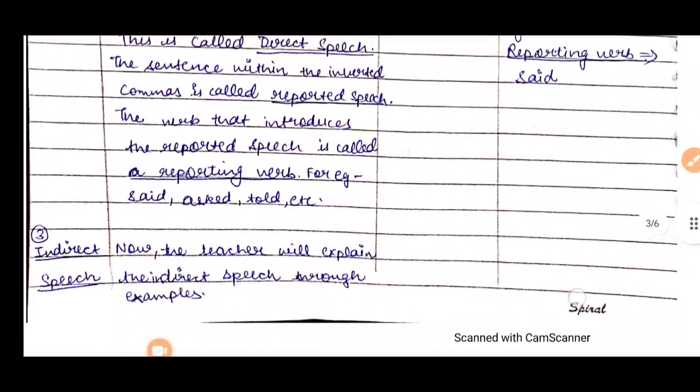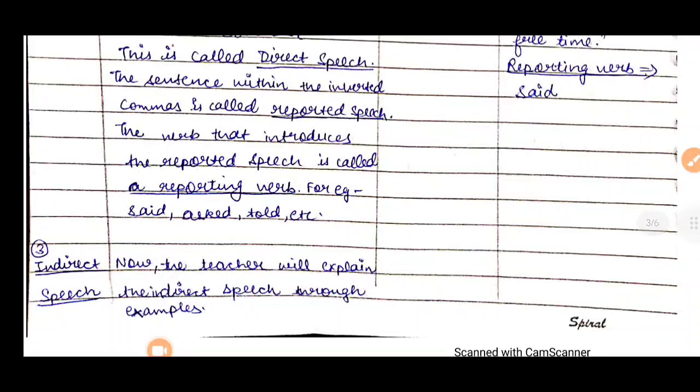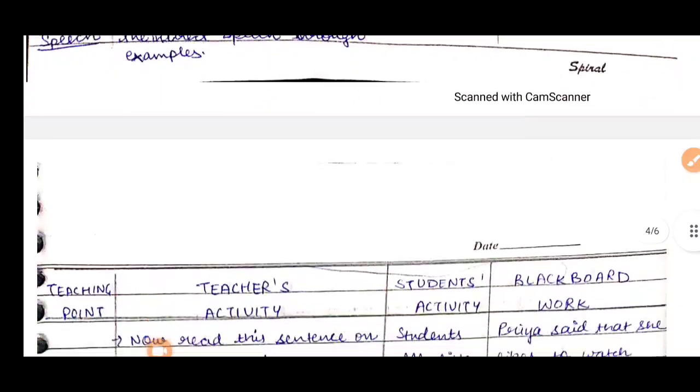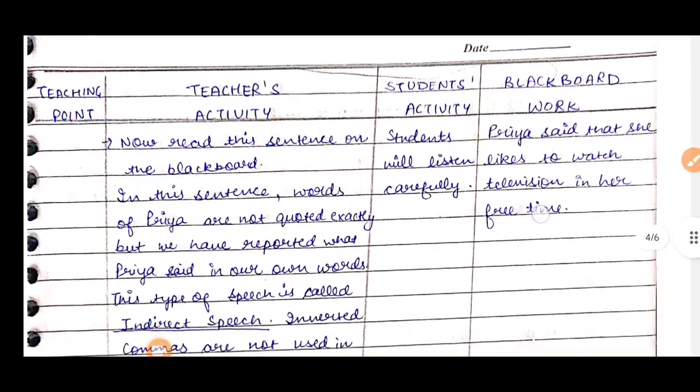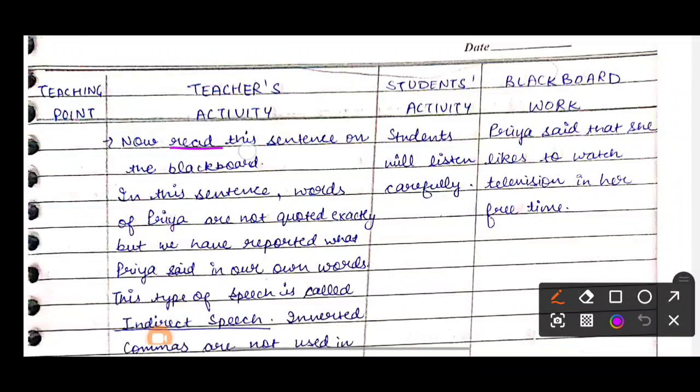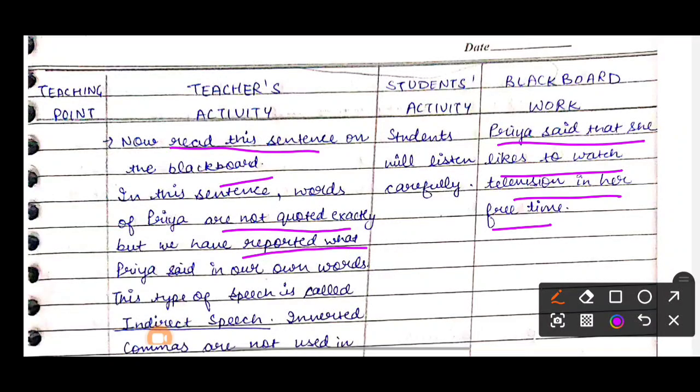Now, the next teaching point is indirect speech. The teacher will explain indirect speech through examples. She'll say, now read this sentence on the blackboard. We'll write the sentence: Priya said that she likes to watch television in her free time. Now we will explain the sentence. In this sentence, the words of Priya are not quoted exactly, but we have reported what Priya said in our own words. So this type of speech is called indirect speech.